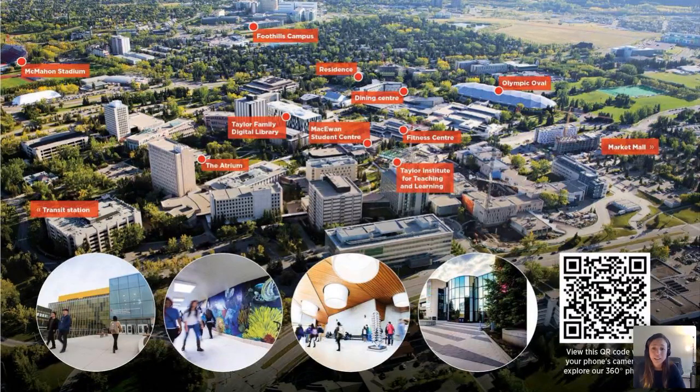If you are interested in learning a bit more about our amenities, or you wanted to get more of a 360 view of what some of these spaces look like, I would encourage you to scan the QR code on the bottom right of the screen. This is going to take you to a page where you can view some of those things. Just to give you a brief overview of some of the things that we have around our campus, just so you can get a feel.